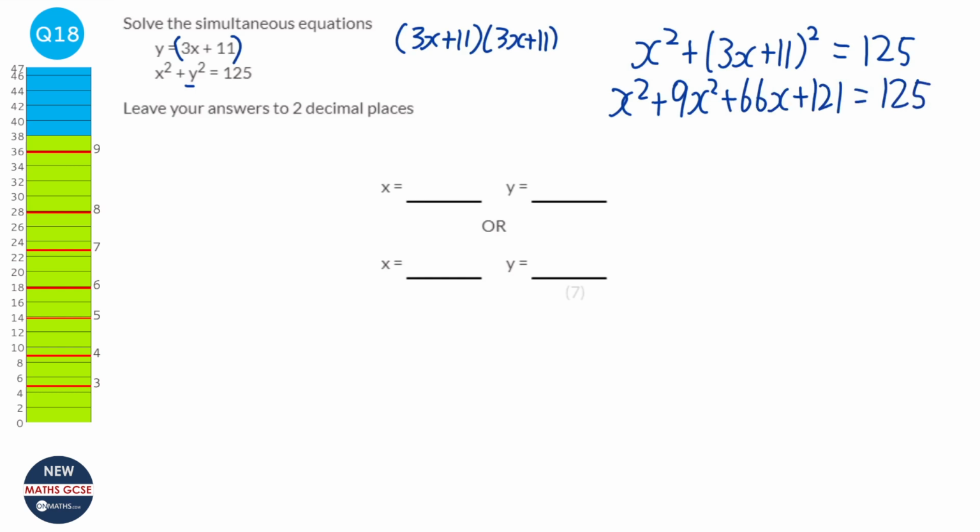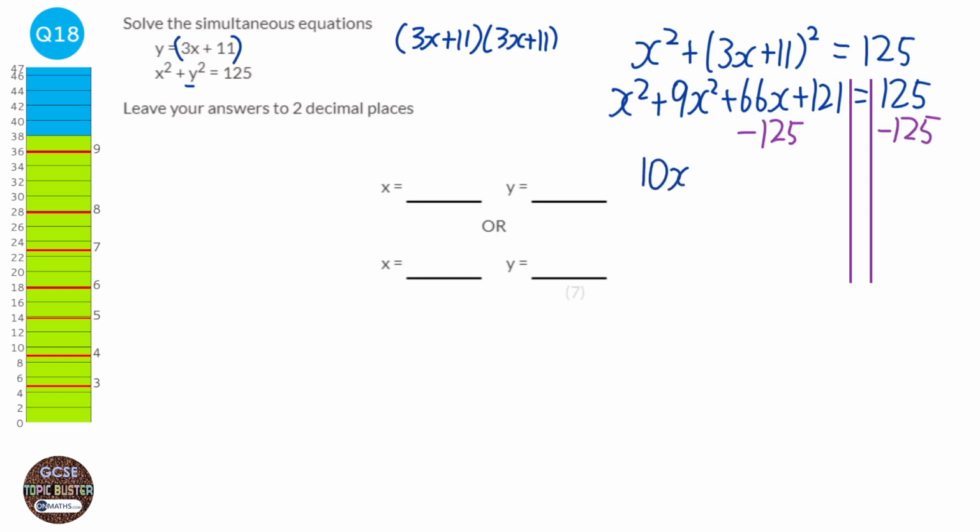Now at this point, we want everything to equal 0, because it is a quadratic. So to solve it, we need it to equal 0. So we're just going to tidy it up and add the bits that need to be added. And we're also going to subtract 125 from both sides to get it equal to 0. So x squared plus 9x squared is going to be 10x squared. We've got 66x just on its own. And we've got 121 take away 125, which is minus 4, equal to 0.